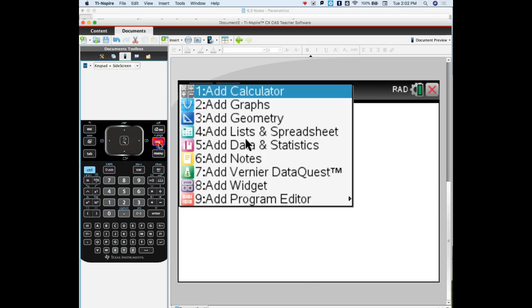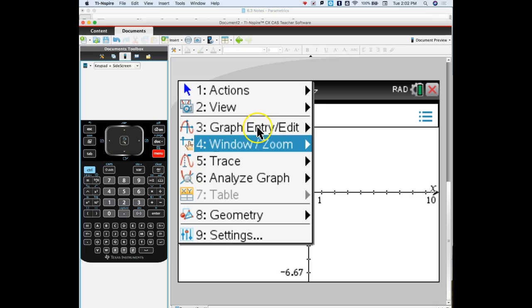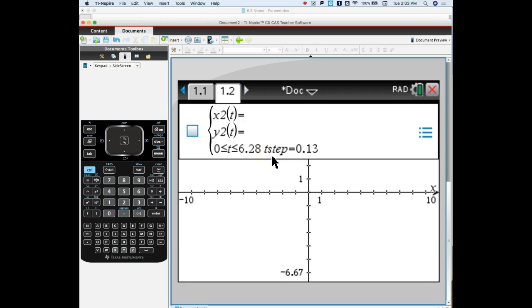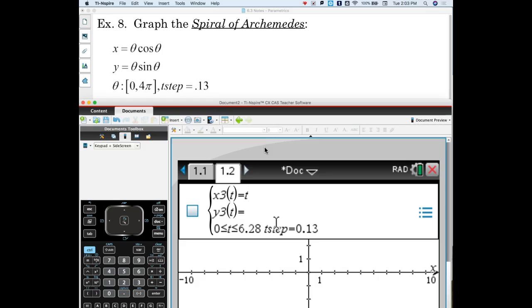Alright, so I'm going to start a new page because I like new pages. Alright, so we got a graph, then we got to go menu, and we got to go entry edit, and then let's go parametric, and I don't want 2, I want to go 3. Okay, so then now I got to bring this down so I can see what I'm putting in here. So I got to go t times the cosine of t, and I got to go t times the sine of t. I got to change this to 4 pi.